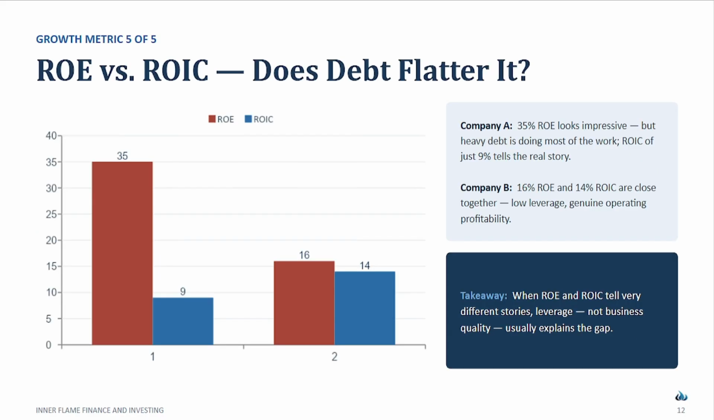So here we have two different companies. Company A has 35% return on equity. It looks very impressive, but it's a very debt-heavy company. That debt is doing most of the work. The return on invested capital of just 9% tells the real story.